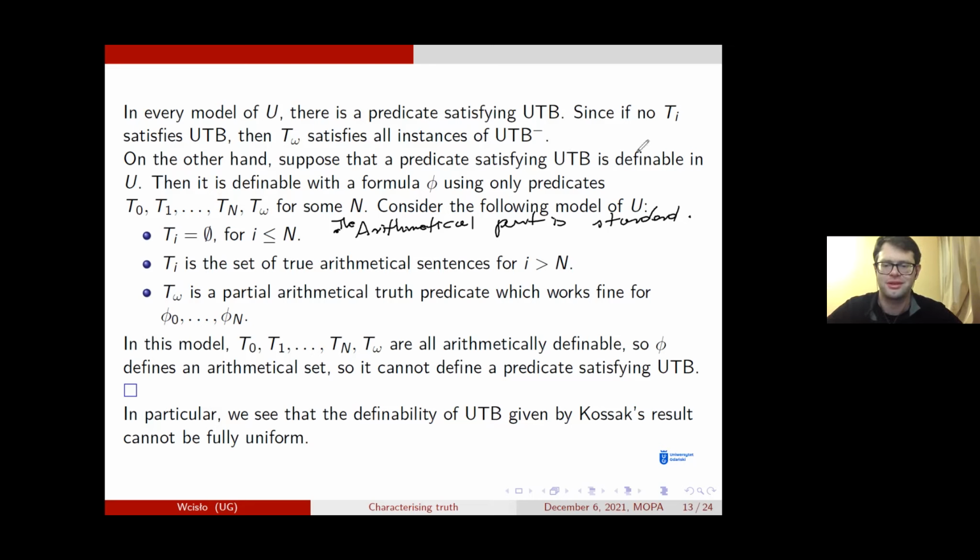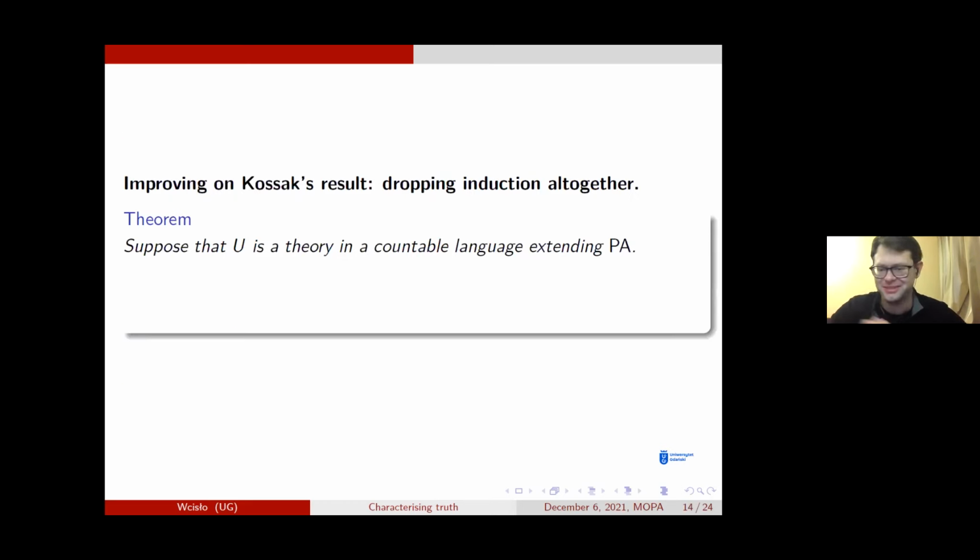I see, yes. So it doesn't depend on signature, but for now it does depend on finiteness of theory. Good, thank you. Very good question. Thank you for asking this question.